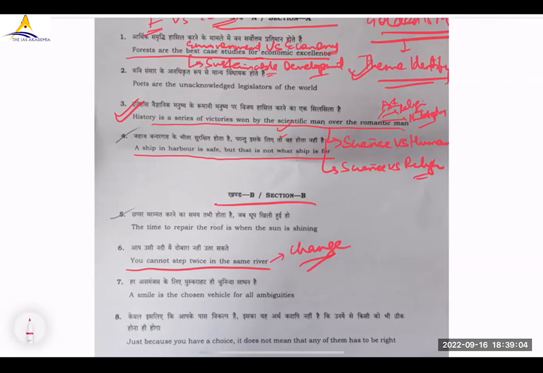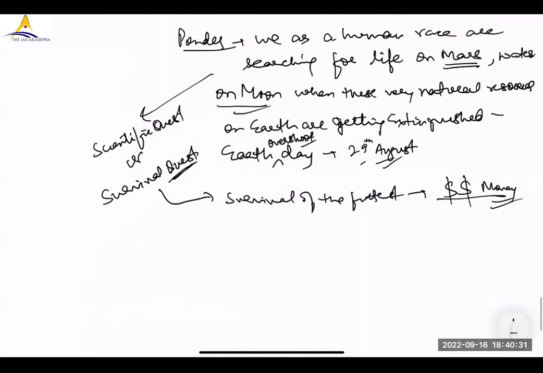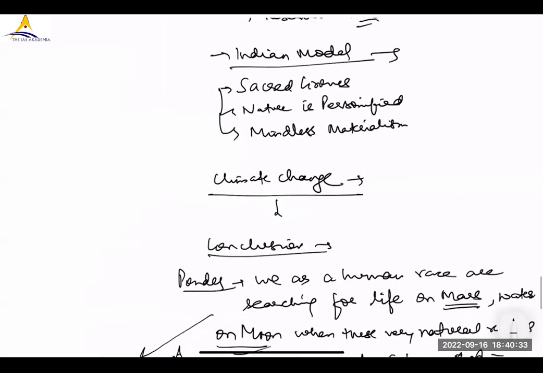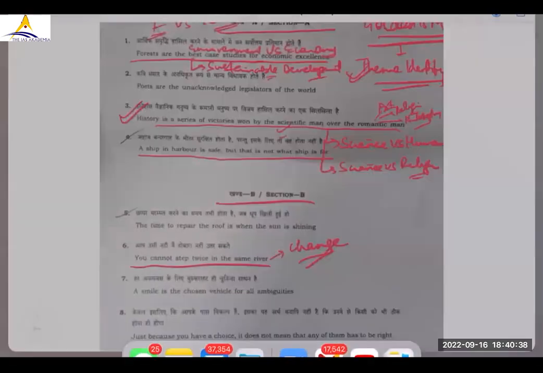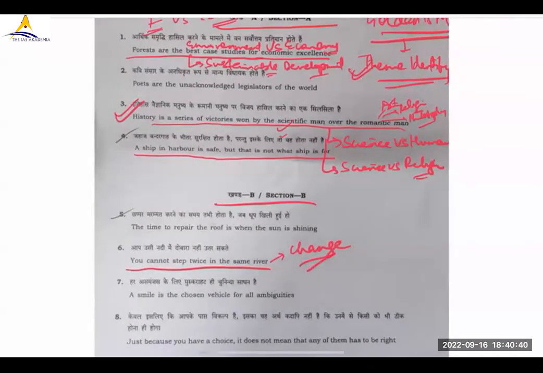You are seeing change in polity. In polity you can write the entire journey from kingship to modern democracies. You can write change in economy. You can write in economy from slave model to... so we were discussing, you cannot step twice in the same river.